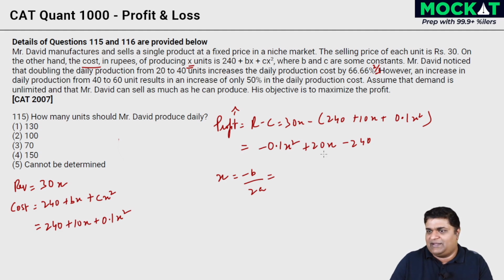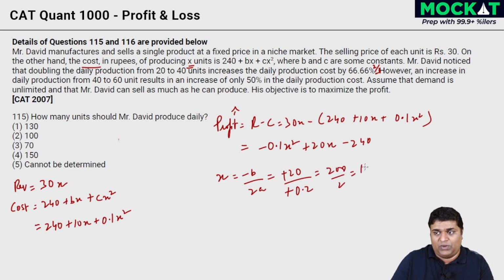Just refer to the quadratic equations lesson. So minus b, the coefficient of x over here is b, minus 20, divided by 2a. 2 times this, 2 into minus 0.1 is minus 0.2. That gets cancelled. So 20 by 0.2 is 200 by 2, which comes to 100 units. So option 2 over here is the answer.